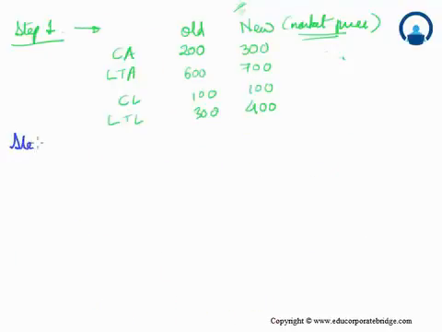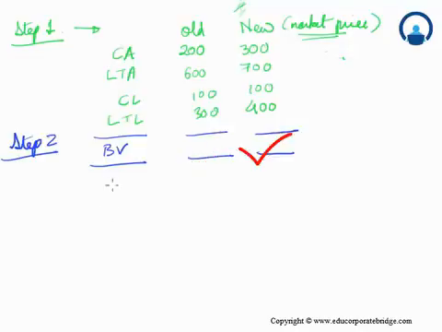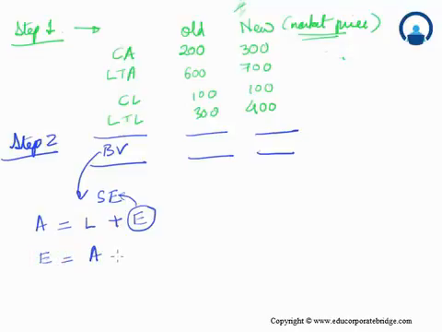Now let's look at step 2. Step 2 is to find the book value of both old as well as new. So what is book value, by the way? Book value is basically shareholders' equity. If you look at the old equation we had for the balance sheet, assets equals liabilities plus equity. Here the equity is nothing but shareholders' equity. So this equity is equal to A minus L. This equity is called book value.